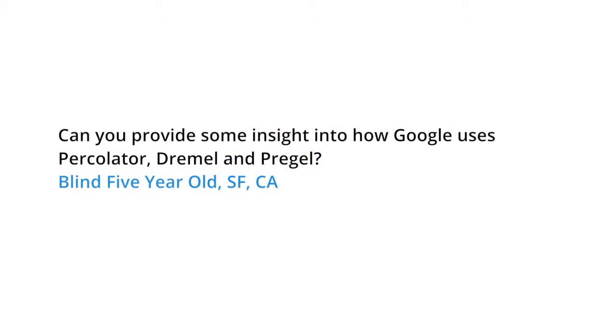We have a really fun question today from Blind 5-year-old, who asks, can you provide some insight into how Google uses Percolator, Dremel, and Pregel? All right, so what are Percolator, Dremel, and Pregel? These are completely different tools, and I'm doing the mental translation from internal code names to external code names, so I'll try to keep them straight.